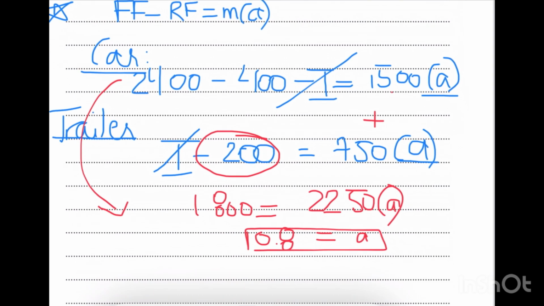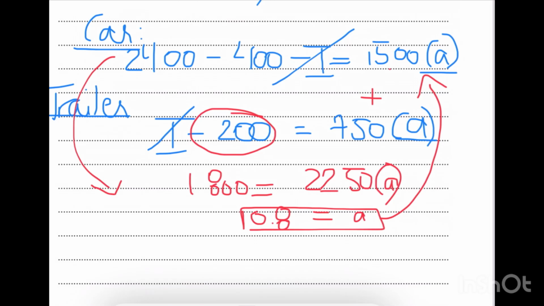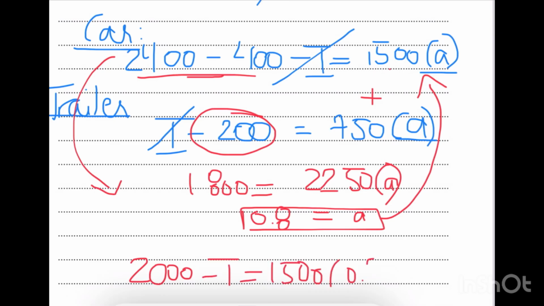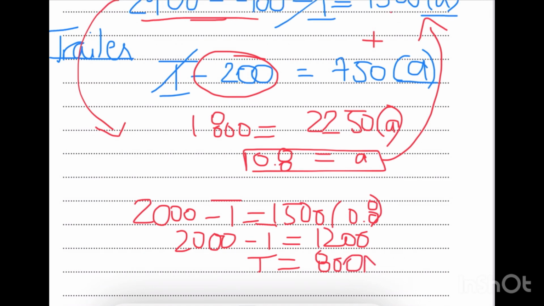Now substituting this acceleration in the first formula, the car's formula, we can find out the value of tension. So 2400 minus 400 will be 2000, and then minus T, which is the tension, is equal to 1500 times the acceleration, which is 0.8, and we simplify it further. So we get 2000 minus T is equal to 1200, which means the tension in the tow bar is equal to 800 newtons. With that we are done, since we have both the acceleration as well as the tension in the string.